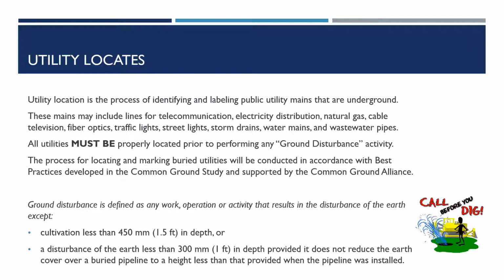Ground disturbance is defined as any work, operation, or activity that results in the disturbance of the earth except cultivation less than 450 millimeters or 1.5 feet in depth, or a disturbance of the earth less than 300 millimeters or 1 foot in depth, provided it does not reduce the earth cover over a buried pipeline to a height less than that provided when the pipeline was installed.